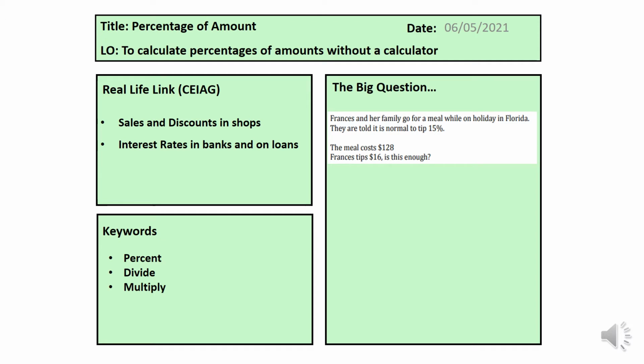The learning objective for today is to calculate percentages of amounts without a calculator. So by the end of the lesson you should be able to find percentages of amounts without a calculator. The keywords for today's lesson are percent, divide and multiplier. The two operations that you'll be mostly using are divide and multiply. It's applicable in real life to sales and discounts in shops, and you should see some of that in later lessons after this one.